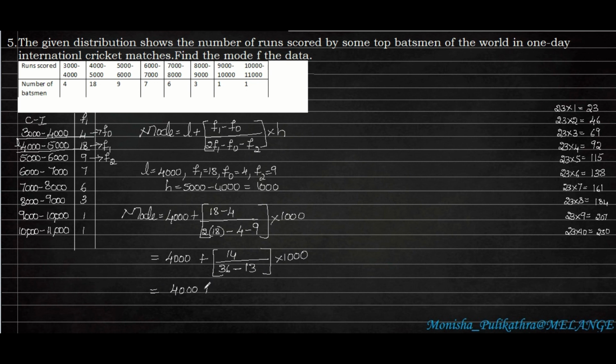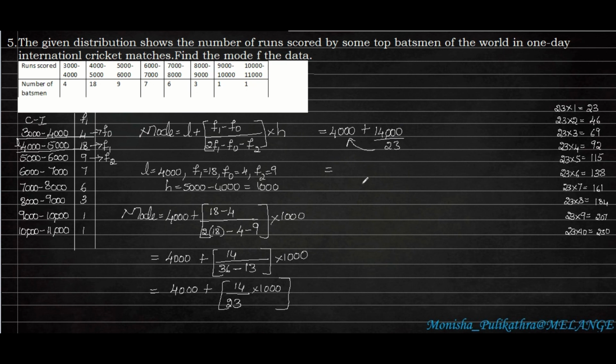So (4000 + 14) divided by (36 − 13) is 23 into 1000. Since we can't divide 23 or 1000, we have to multiply 14 into 1000. So it will become 4000 plus 14 into 1000, which is 14,000, divided by 23.